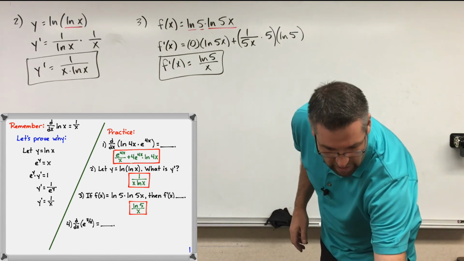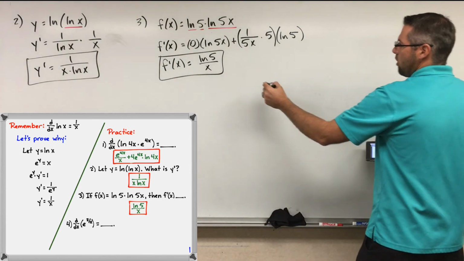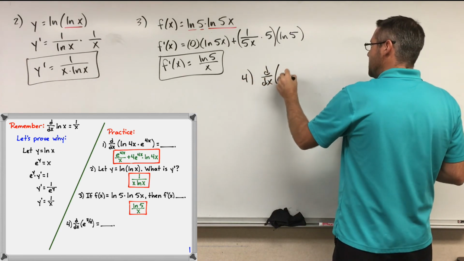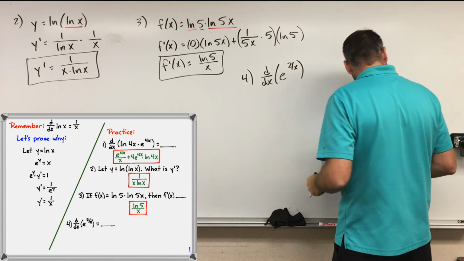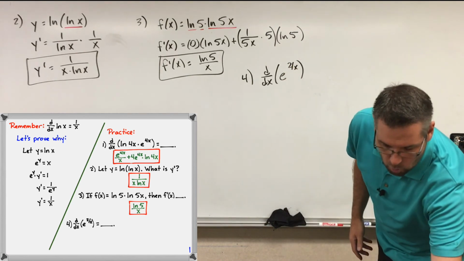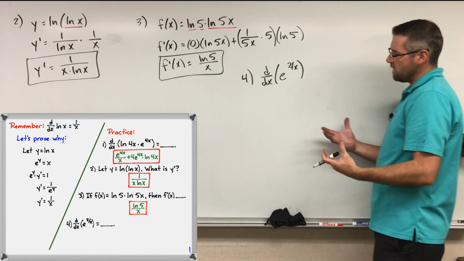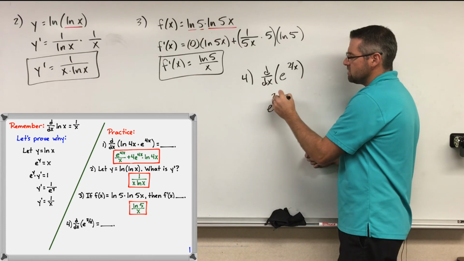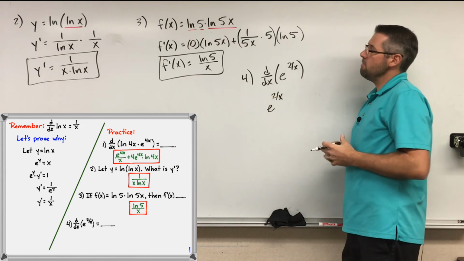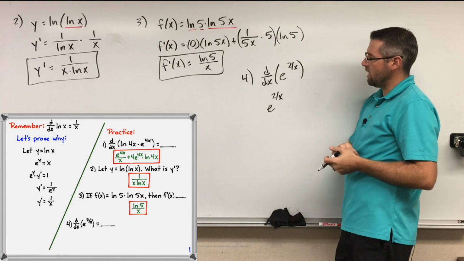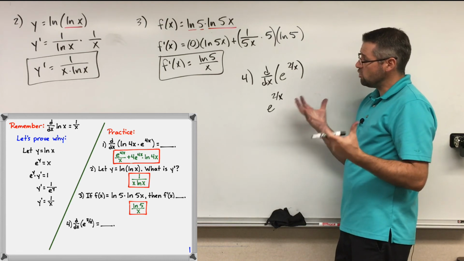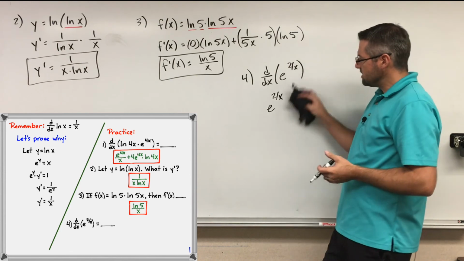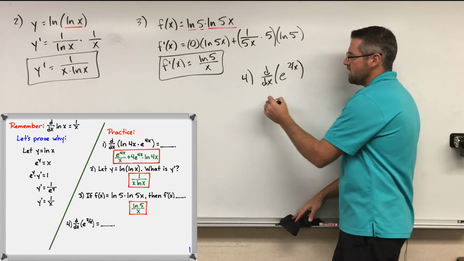All right, and the last problem for today, number 4, we have the derivative with respect to x of e to the 2 over x. And we want to take this derivative. Okay, well, I recognize right away that I have e to the something. So I know that the derivative is going to be e to the 2 over x, right? But then I have to take the derivative of that 2 over x. And now I could use the quotient rule if I want, but I don't want to. I want to simplify this so that I can easily take the derivative.